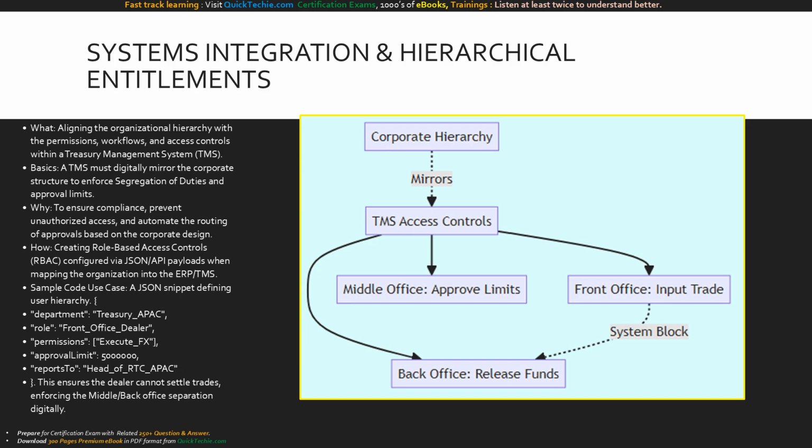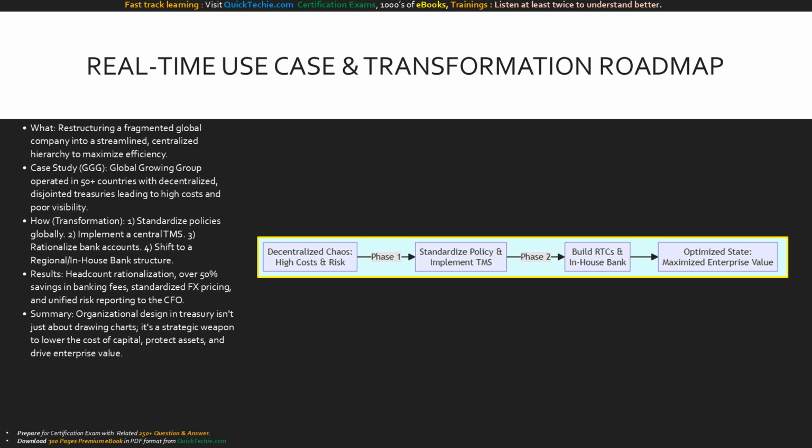Look at the dotted line at the bottom marked system block. This is the technological enforcement of your organizational design. Even if the front office user wanted to release the funds, the system architecture physically prevents them from crossing that hierarchical boundary. For our final slide, let's tie everything together with a real-time use case.